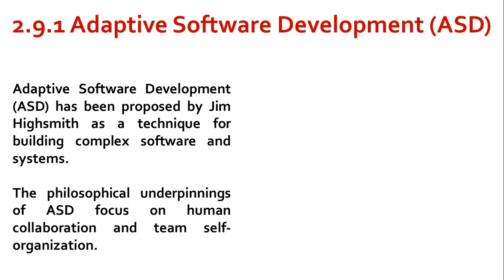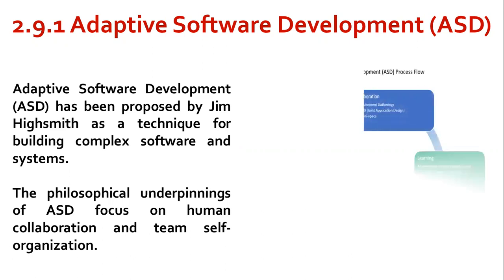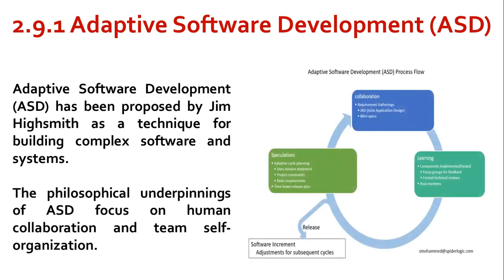He defines an ASD life cycle that incorporates three phases: speculation, collaboration, and learning. During speculation, the project is initiated and adaptive life cycle planning is conducted. Adaptive cycle planning uses project initiation information, the customer's mission statement, and project constraints, that is delivery dates or user descriptions, and basic requirements to define the set of release cycles that will be required for the project.